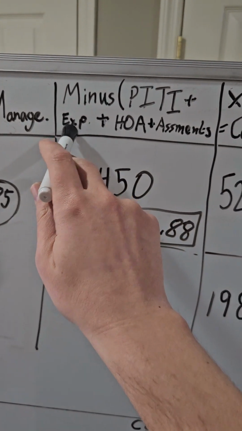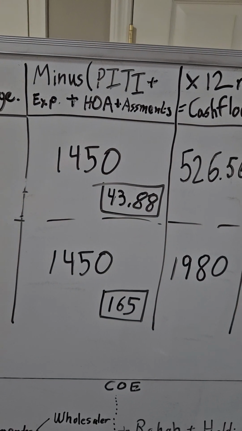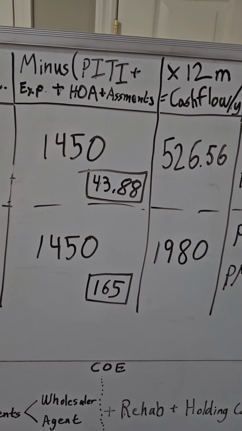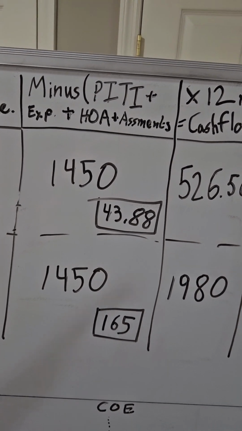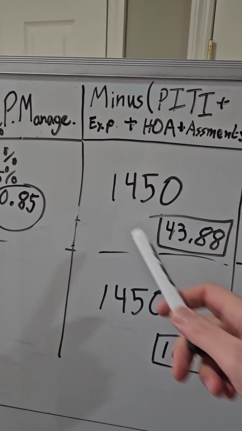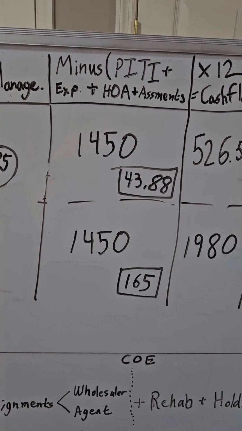So we'll make sure we account for those expenses, the HOA, and especially with short-term rentals, you often have an annual assessment, they're doing other upgrades to the property. So make sure you have whatever that assessment is and just put that in, divide it out to a monthly expense. So right now we've got our PITI in here, 1450.